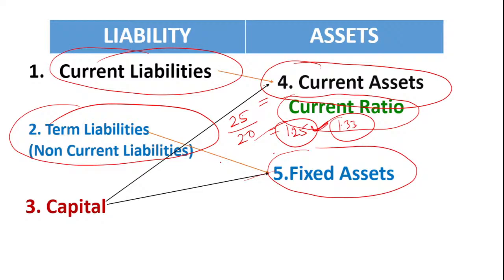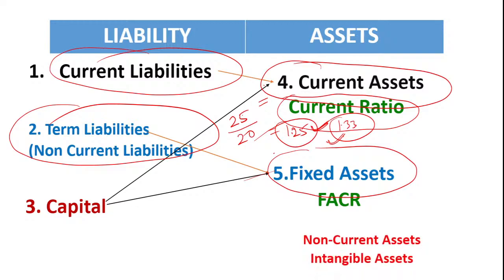So how will you get the finance? What will the company do? How can they manipulate the numbers and increase their ratio from 1.25 to 1.33? How can they increase it? We will discuss FACR also.